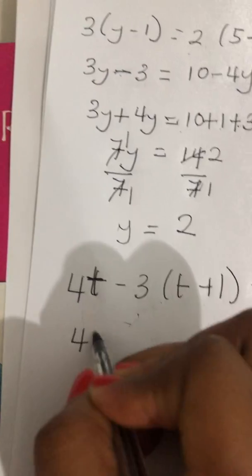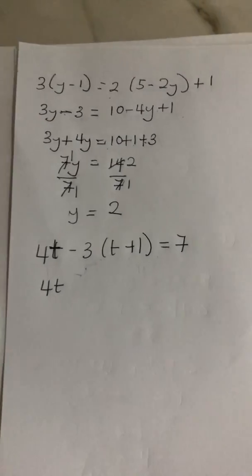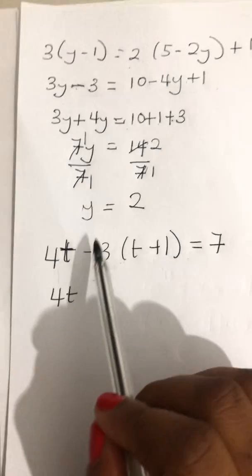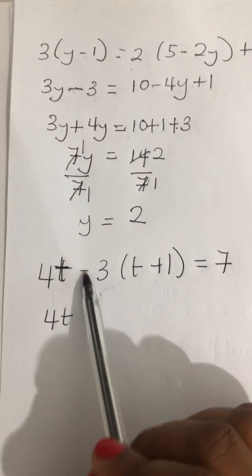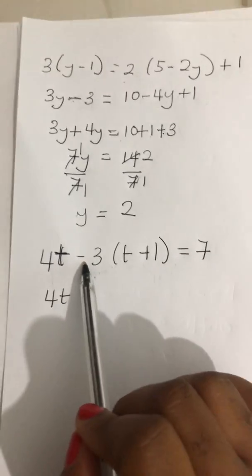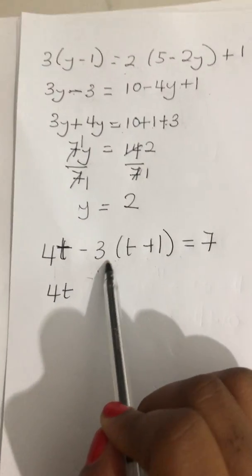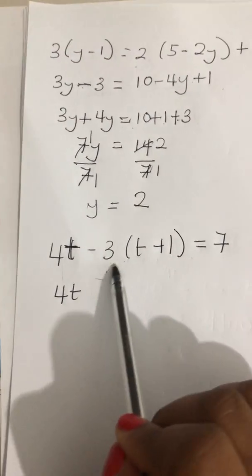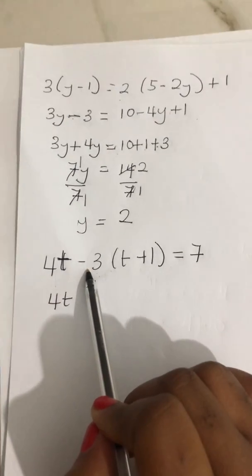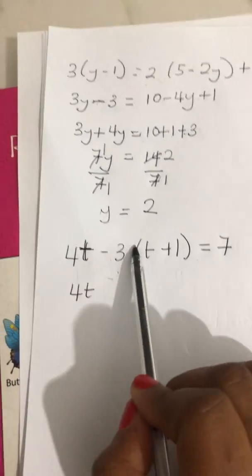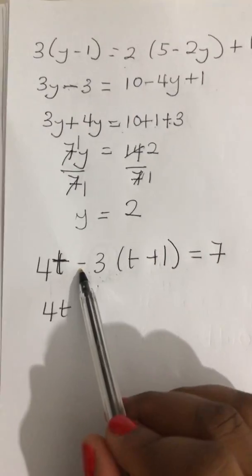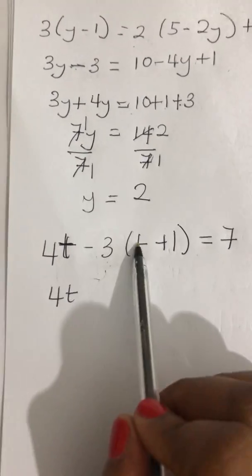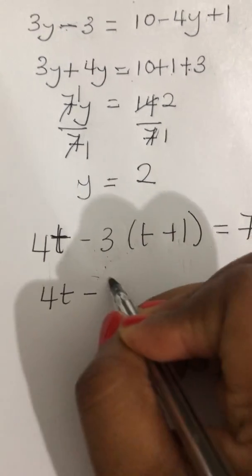Now let's watch this. So this 4t, it will just come down peacefully. You are not going to use it to do anything yet. Now, you ask yourself, the number that I'm using to open the bracket, is it a plus 3 or is it a minus 3? Then you realize that the number is a minus 3. So you are going to use the minus 3 to open the bracket. I hope you understand. The whole minus 3 is going to multiply everything inside here. So let's do it. So minus 3 times t. Minus 3 times positive t will give you a what? A minus 3t.